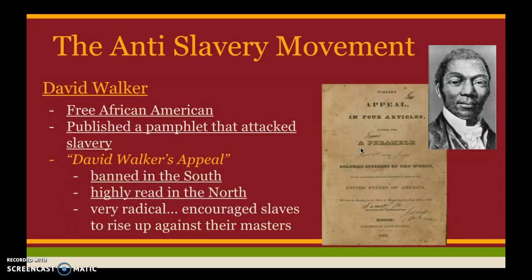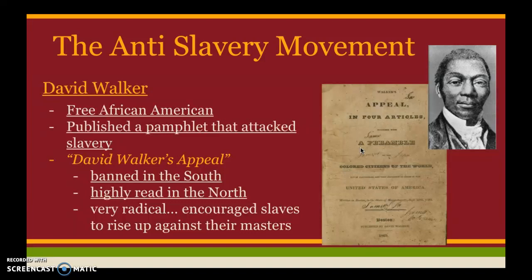In the early 1800s, the man pictured to the right, David Walker, published a pamphlet that attacks slavery. He was a free African American who was born in Wilmington, North Carolina, but later moved up north to Boston. It was in Boston that he published this pamphlet, called David Walker's Appeal.